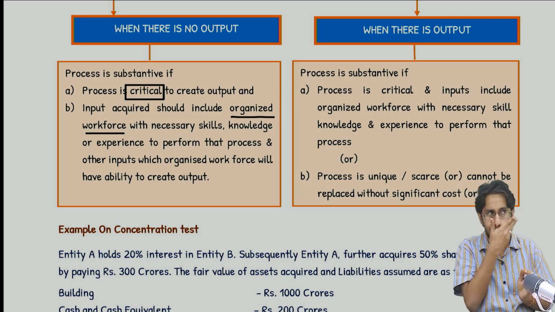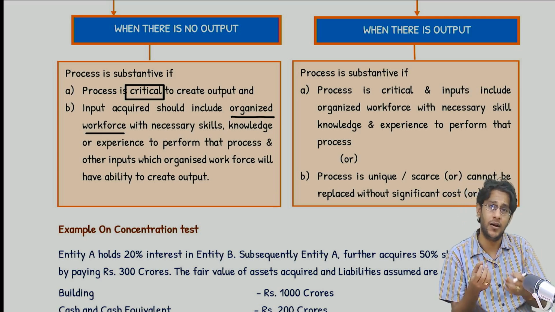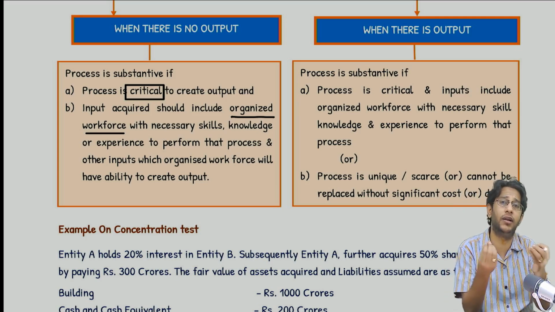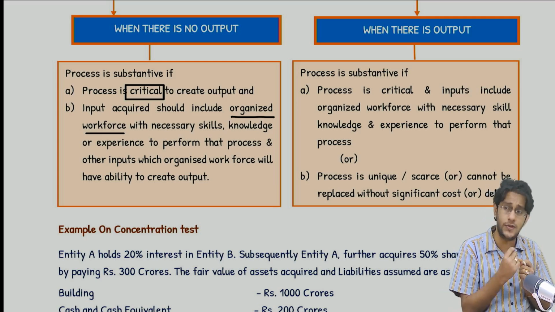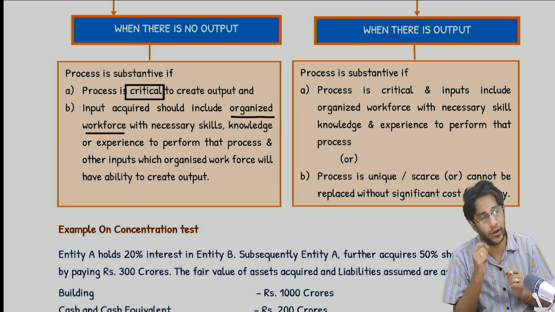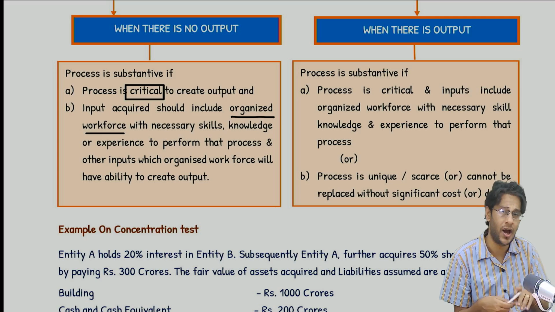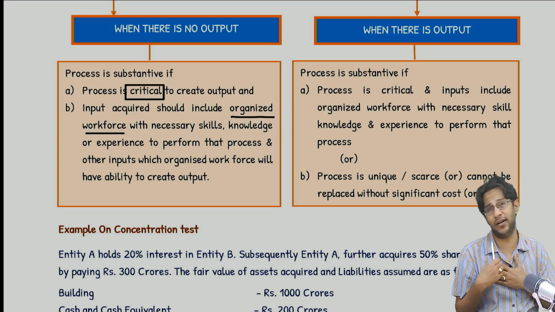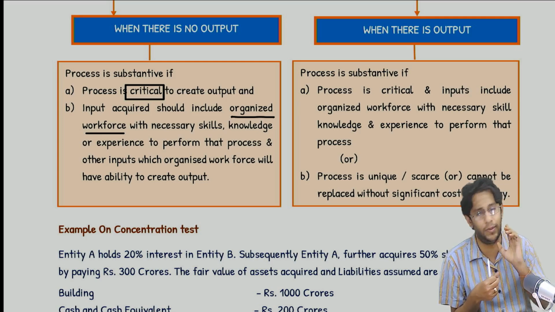Second case, what if there is an output? That means you have acquired something and that setup is already generating some goods or services. In that case, whether what I have acquired is a business or not, how to test? Now here, since output is already getting generated, I have a little sense of comfort that most likely whatever I am taking over is likely to be a business.